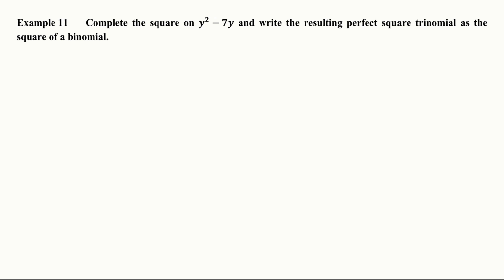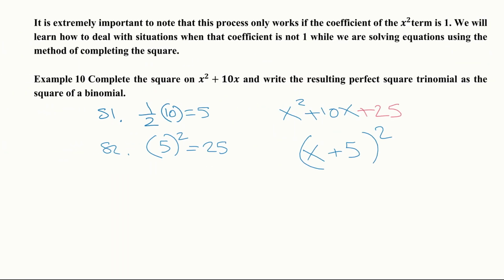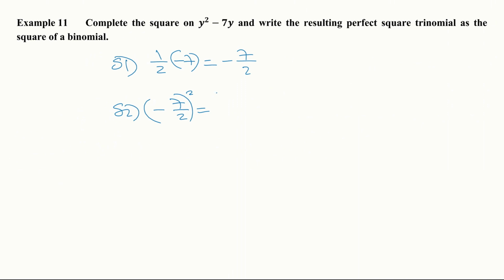All right, so again, I'm sure you did this already. For the first step, we take 1/2 the coefficient of the first degree term, or the y term, in this case -7. So what is that? That's just -7/2, right? For step 2, take what you found in step 1 and square it. So what is the quantity -7/2 squared? Well, that's going to be 49 over 4, right?